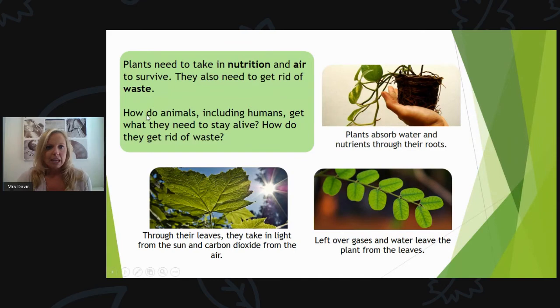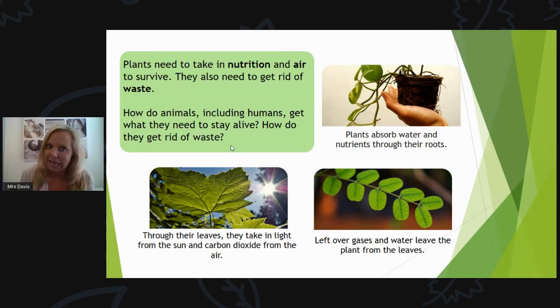So how do animals, including humans, get rid of waste? We go to the toilet, and that gets rid of our waste, because everything we eat and drink then has to leave our body. Our body takes all the good things that it needs, just like an animal does, and then we get rid of the rest. Just like animals do. And humans use the toilets.